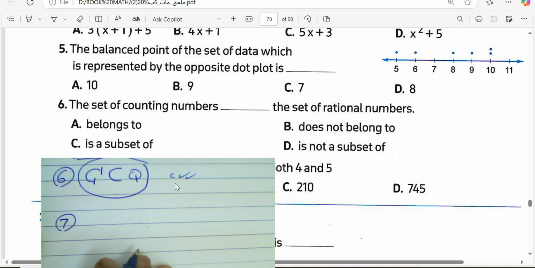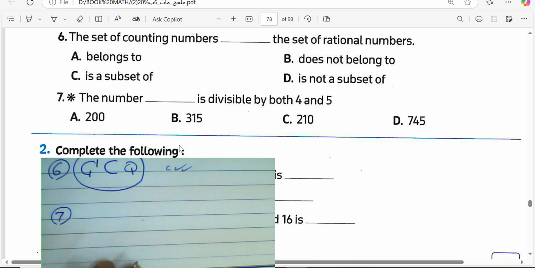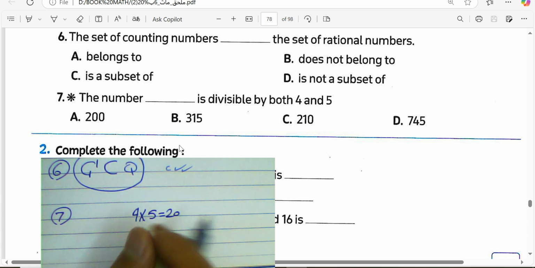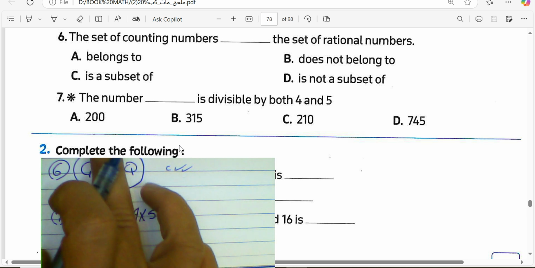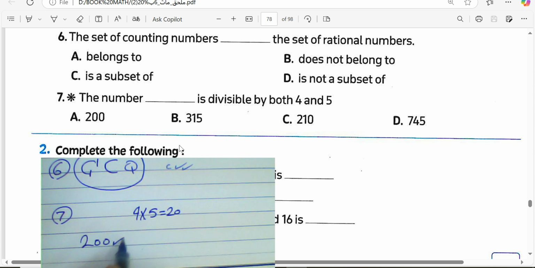Question number 7. The number is divisible by 4 and 5. We can find the result between 4 and 5: 4 times 5 equals 20. Which numbers can be divided by 20? Here in this example, if we pay attention, the result will be 200. 200 can be divided by 20. Then the answer will be 200. Choose letter E.